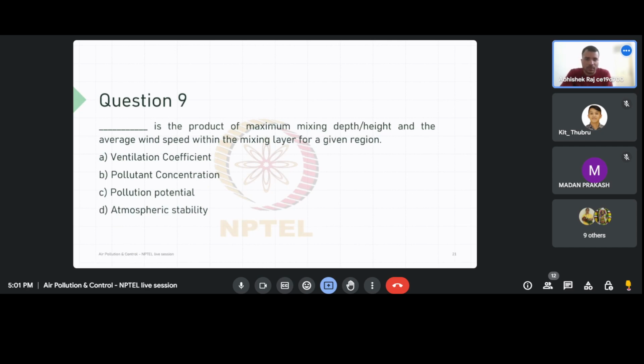Yeah, so the answer is ventilation coefficient here, option A. Not much to discuss here. This is the basic definition.